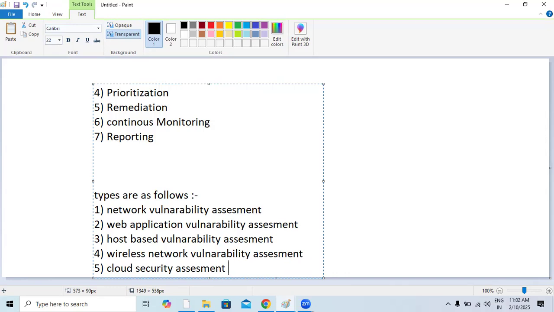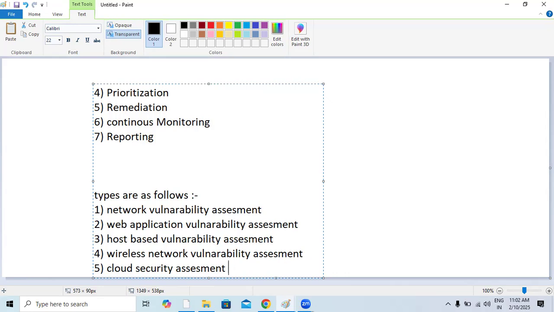The third one, host-based vulnerability assessment, majorly focuses on individual devices such as servers, desktops, and laptops, and evaluates the security posture, including patches, user access, security configurations, etc. Next, wireless network vulnerability assessment targets vulnerabilities in wireless networks, such as weak Wi-Fi encryption or misconfigured access points, which can be exploited for unauthorized access.